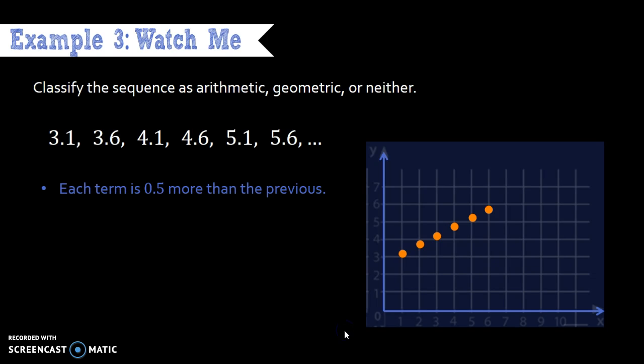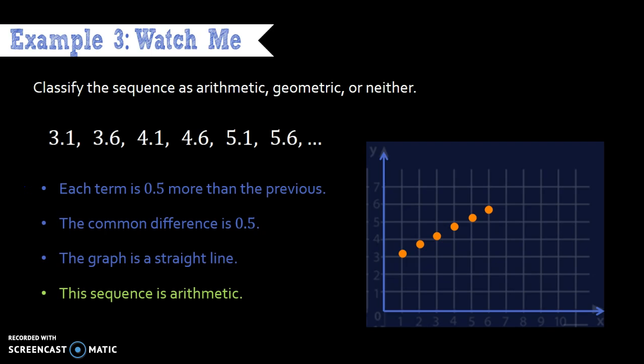One way that we can take a look at that is to look at the actual terms or the points themselves. Each term is 0.5 or 5/10 more than the one that comes before it. So we can say we have a common difference of 0.5. That's what we're adding every single time. So our graph is a straight line. That means our sequence is arithmetic. It makes a linear shape on the graph, a straight line, because we're adding the same amount between terms every single time. Your slope is constant.